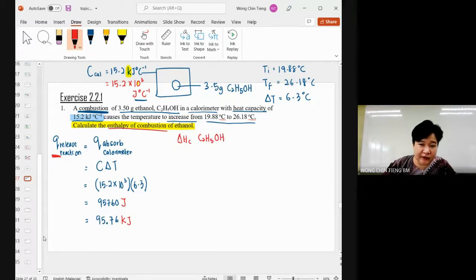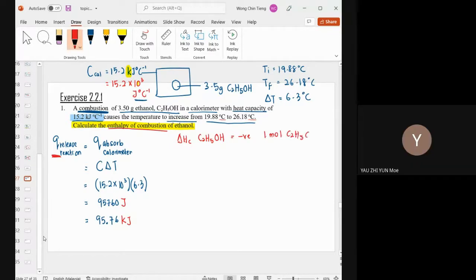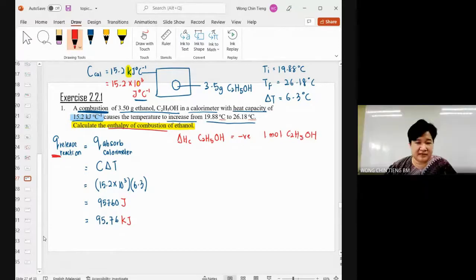So your enthalpy of combustion will be negative when you burn 1 mole of ethanol. It is the heat released when 1 mole of substance is burned completely in excess oxygen under standard conditions. So it's the heat released when you burn 1 mole of ethanol. For this delta T of 6.3, do I burn 1 mole of ethanol? How much do I burn?